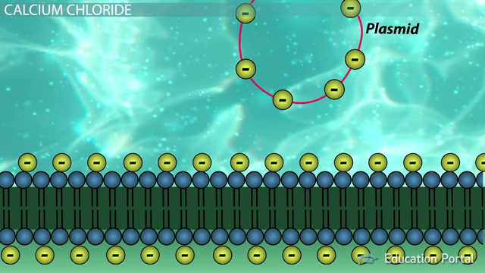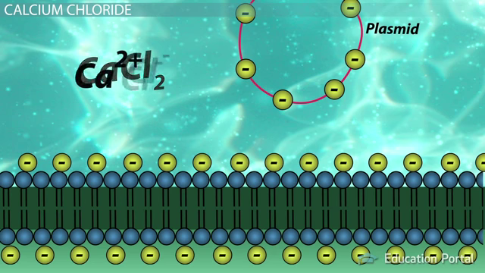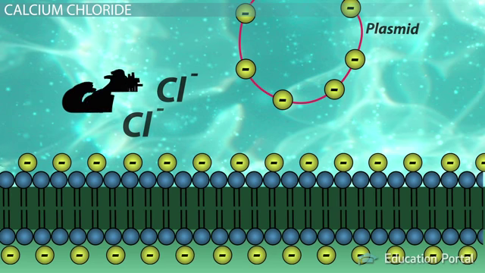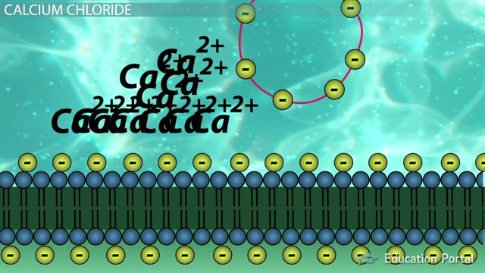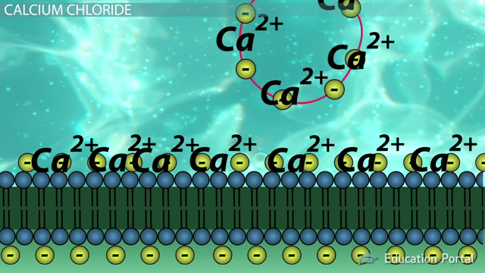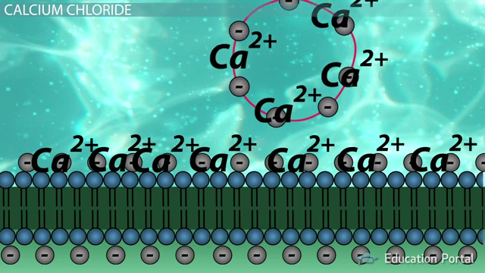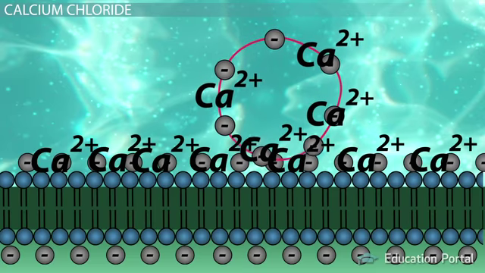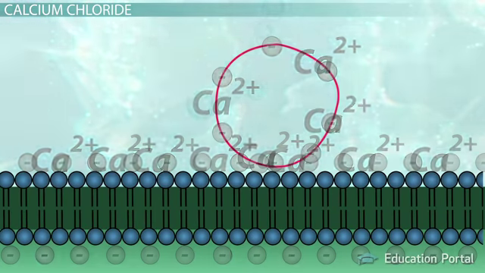Bathing the bacterial cells in the salt solution calcium chloride solves this problem. The calcium ions are attracted to both the negatively charged cell membrane and DNA molecules in the solution. The close proximity of the positively charged ions to these negative charges effectively neutralizes the charge on both the cell membrane and the DNA molecules. This enables the DNA plasmid to move toward the cell membrane without being repelled.